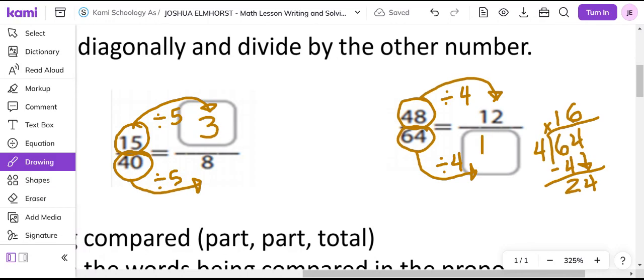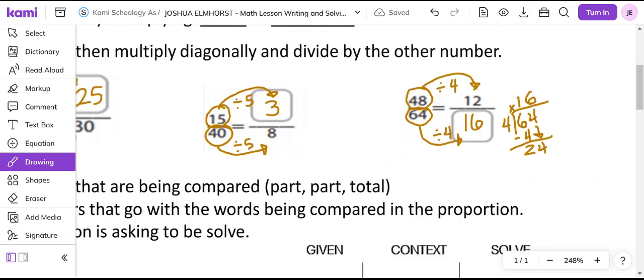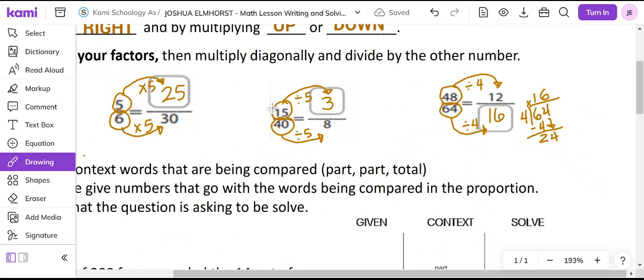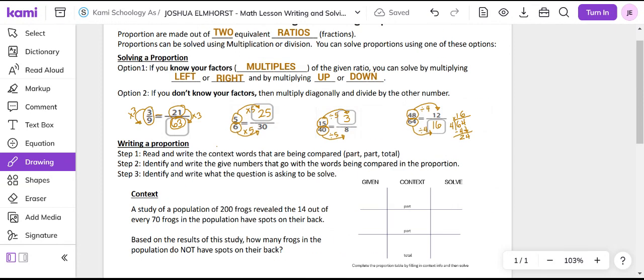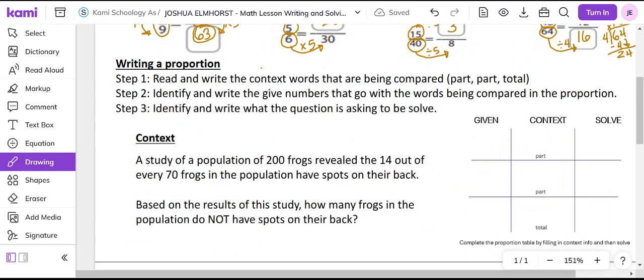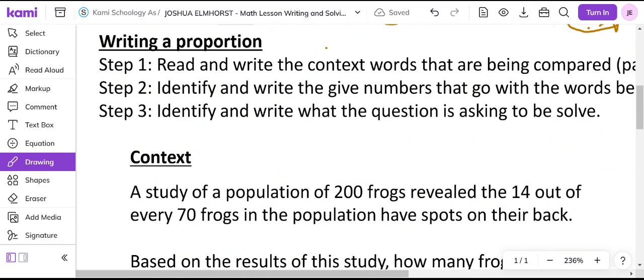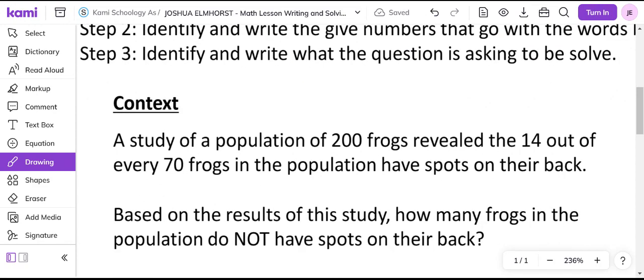So using factors can definitely be a powerful tool when you're trying to solve proportions. Okay, so the last part of the proportionality unit is we're going to be looking at many different contexts, and we need to be able to read through the context and pull the proportion information out of it. So writing a proportion, we're going to read and write the context words for what is being compared. So we're going to go through this word problem.